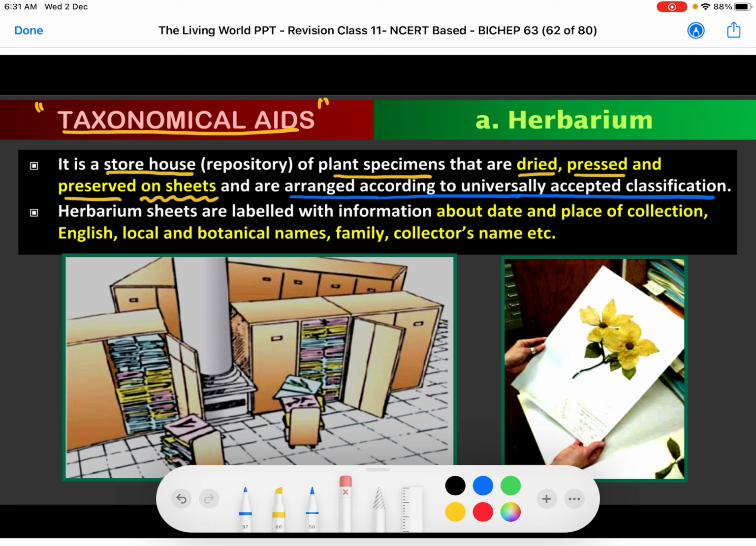So that's what you are supposed to remember. Ready? So this is what herbarium sheets are labeled with: information about the date, as I said earlier, place of the collection, English, that is local name, botanical name, that is scientific name, its family, that is the entire set of classification, and collector's name, who has collected that specimen. Ready? So that's the story of the herbarium, what we find.